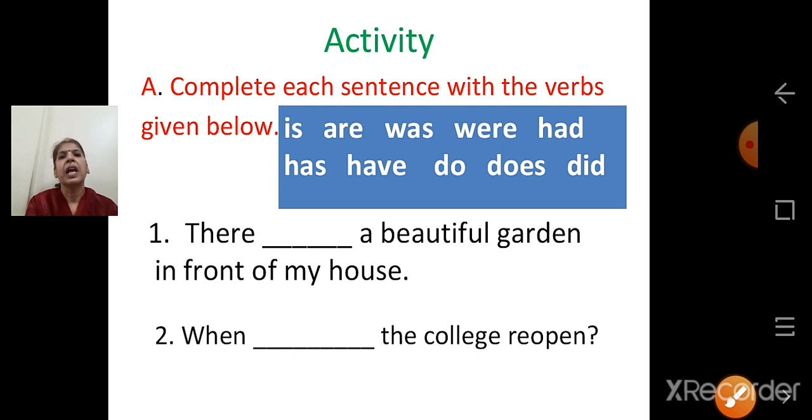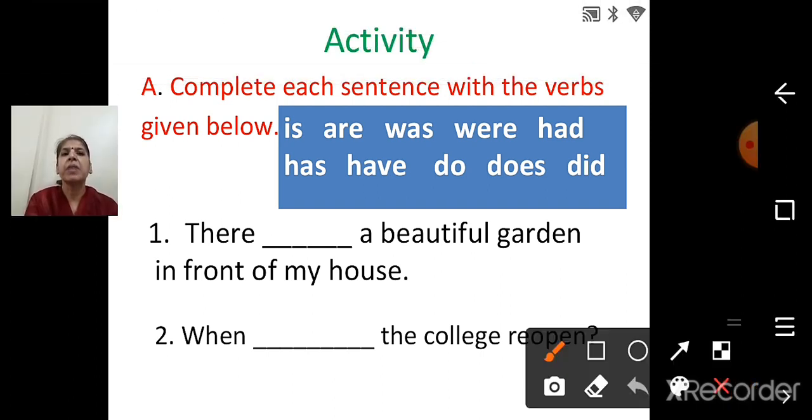So now we are going to do an activity. Complete each sentence with the verbs given below. The verbs are given in the box, right? These verbs are: is, are, was, were, had, has, have, do, does, did. We have to complete this activity. First sentence: There dash a beautiful garden in front of my house. Pick out which verb will come here. Yes children, there is. So the first answer is is. There is a beautiful garden in front of my house.